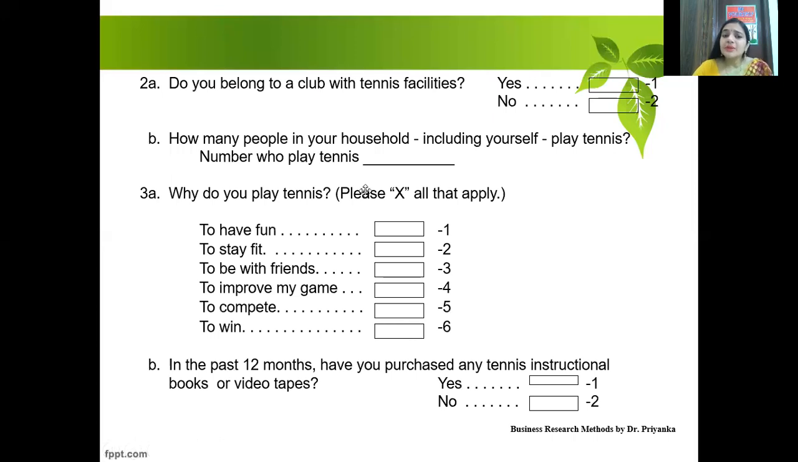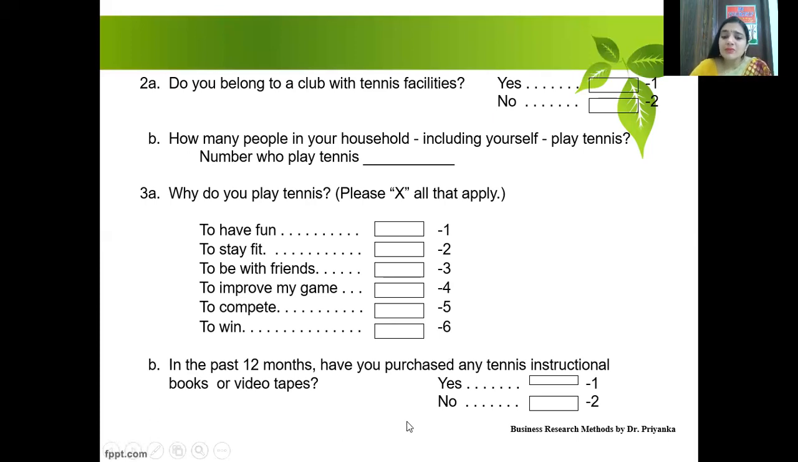Do you belong to a club with tennis facility? Yes or no? This can be done 1, 2, or 1, 0 as well. How many people in your household, including yourself, play tennis? Number who play tennis. This doesn't need any coding, right? Then, why do you play tennis? To have fun, to stay fit, to be with friends, to improve my game, to compete, to win. These are randomly placed attributes, some random statements. You can put them just like that, the way they have been in the questionnaire, 1, 2, 3, 4, 5, 6. That's it. You don't have to do anything about it, right?